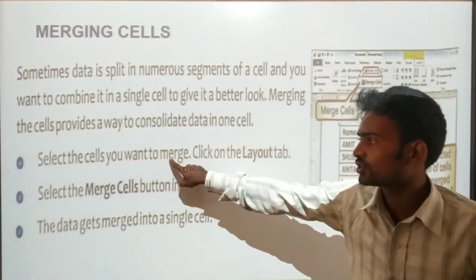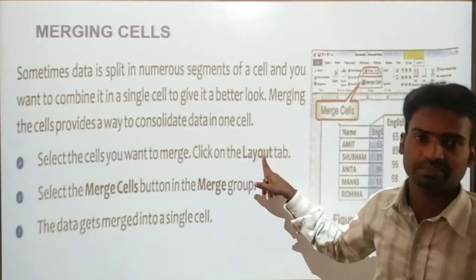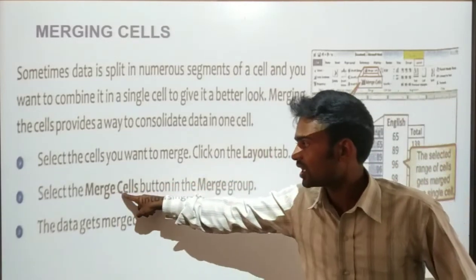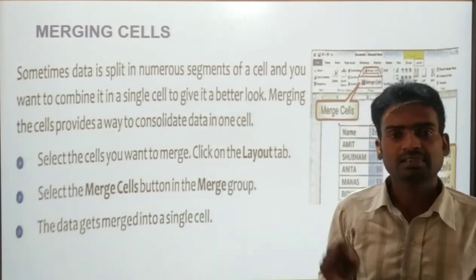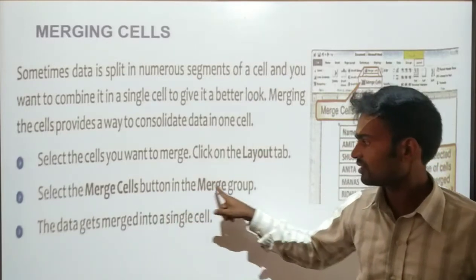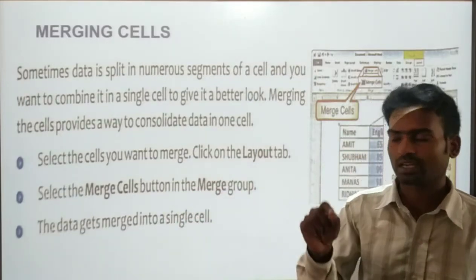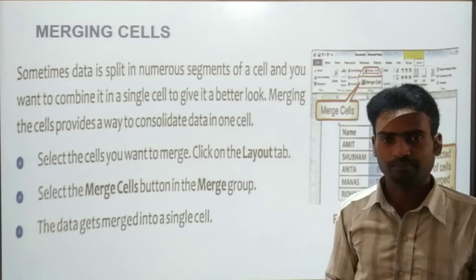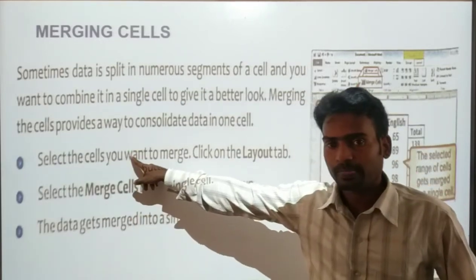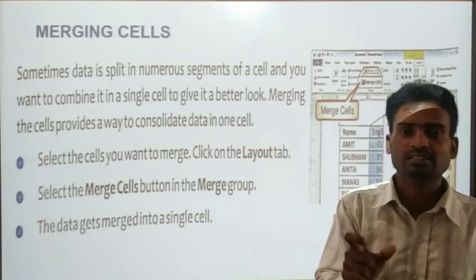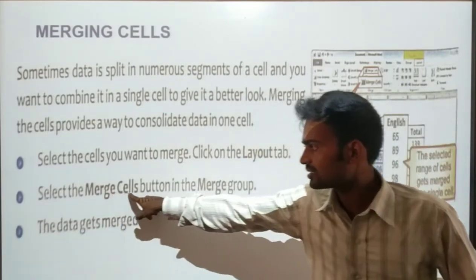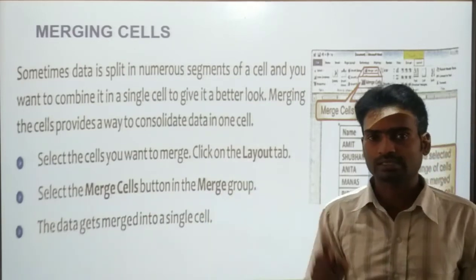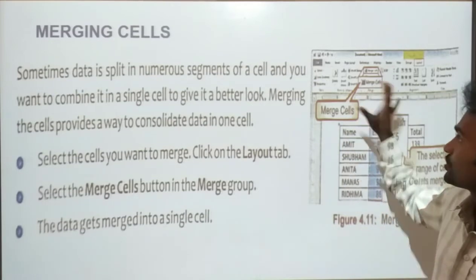You want to merge. Click on the layout tab as we have done before. Select the merge cells button in the merge group, which we have seen already. So the data gets merged into a single cell. First we have to select how many cells we are going to merge into one cell, and then select the merge cells button in the merge group. Click that, then everything will be considered as one cell. It is shown here.